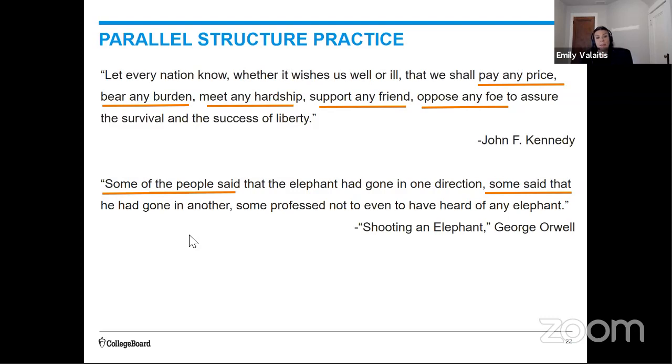In the second example from George Orwell, they're not going to be identical. Some people said, some said that, and I think you could even make a case that that last is parallel as well with some professed. It's the "some." Some people said, some said this, some professed. So it's not going to be exact, but I think it is close enough to recognize that's an intentional choice by Orwell to balance out all of those opinions and show that there's no one answer, that everyone has a different opinion about whether or not they saw the elephant and which direction the elephant went.